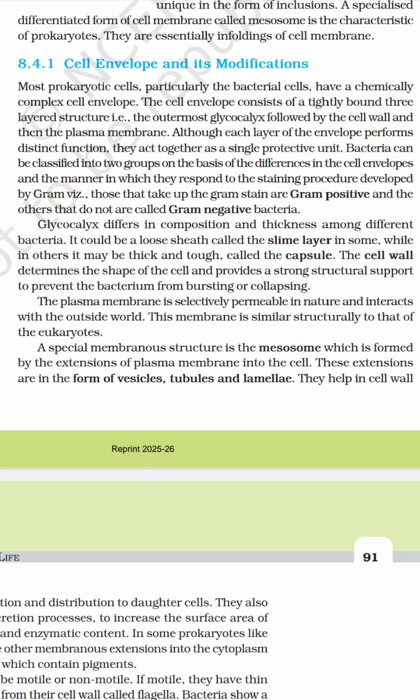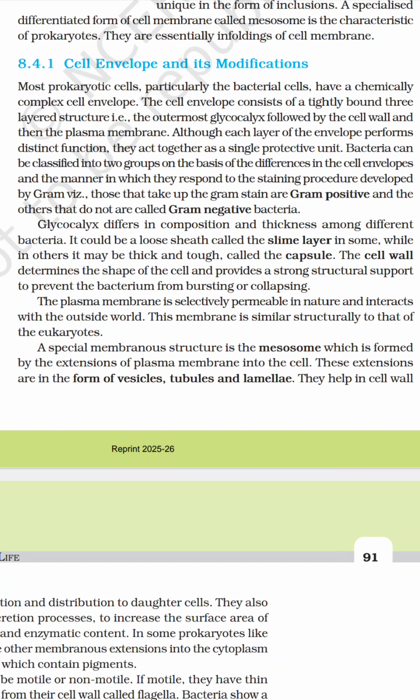So in this video we'll discuss the unit of life: the cell envelope and its modifications. What is an envelope? An envelope is nothing but a cover-like structure. Prokaryotic cells are mostly primitive, and they include the bacterial cells, which are more complex cells, and they have the cell envelope. It consists of three tightly bound layers. The outermost layer is known as the cell wall, and then the plasma membrane, and each layer of the envelope performs a distinct function. They add together as a single protective unit.